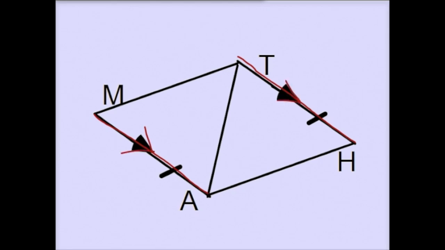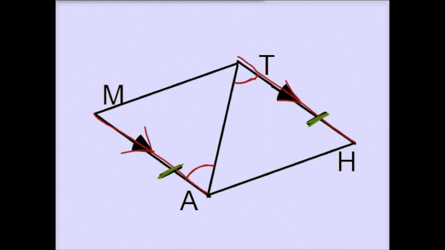And parallel lines always, always, always give us angles. So these parallel lines are cut by a transversal to give us these two angles. So those two angles are congruent. Now, furthermore, these segments have these congruent tick marks on them. And as a result, MA and HT are also congruent. So they're both congruent and they're also parallel.